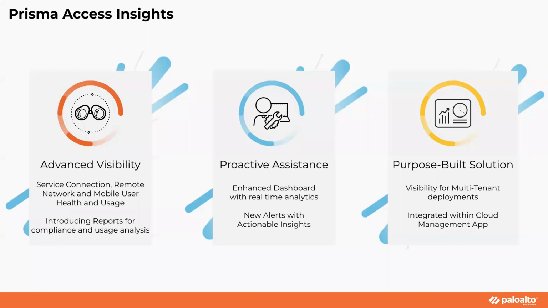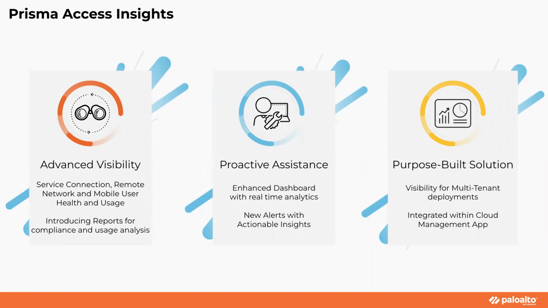Prisma Access Insights provides you advanced visibility and proactive assistance. It's a purpose-built solution. Administrators can view detailed information on the deployment status of their remote networks, mobile users, and service connections. Prisma Access Insights shows the network utilization statistics to measure the bandwidth usage and the user connectivity to determine trends and current connections, allowing deep dive analysis of app and user activity.